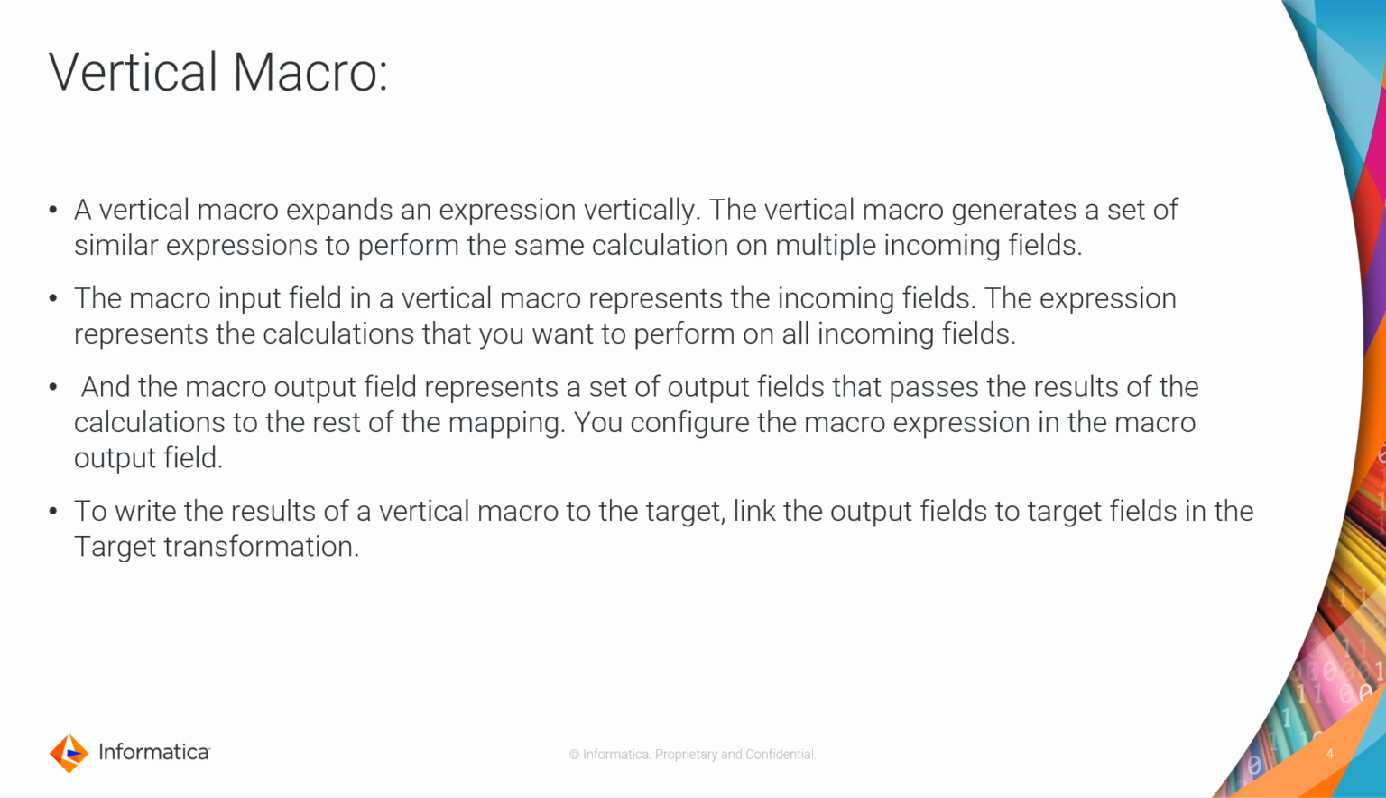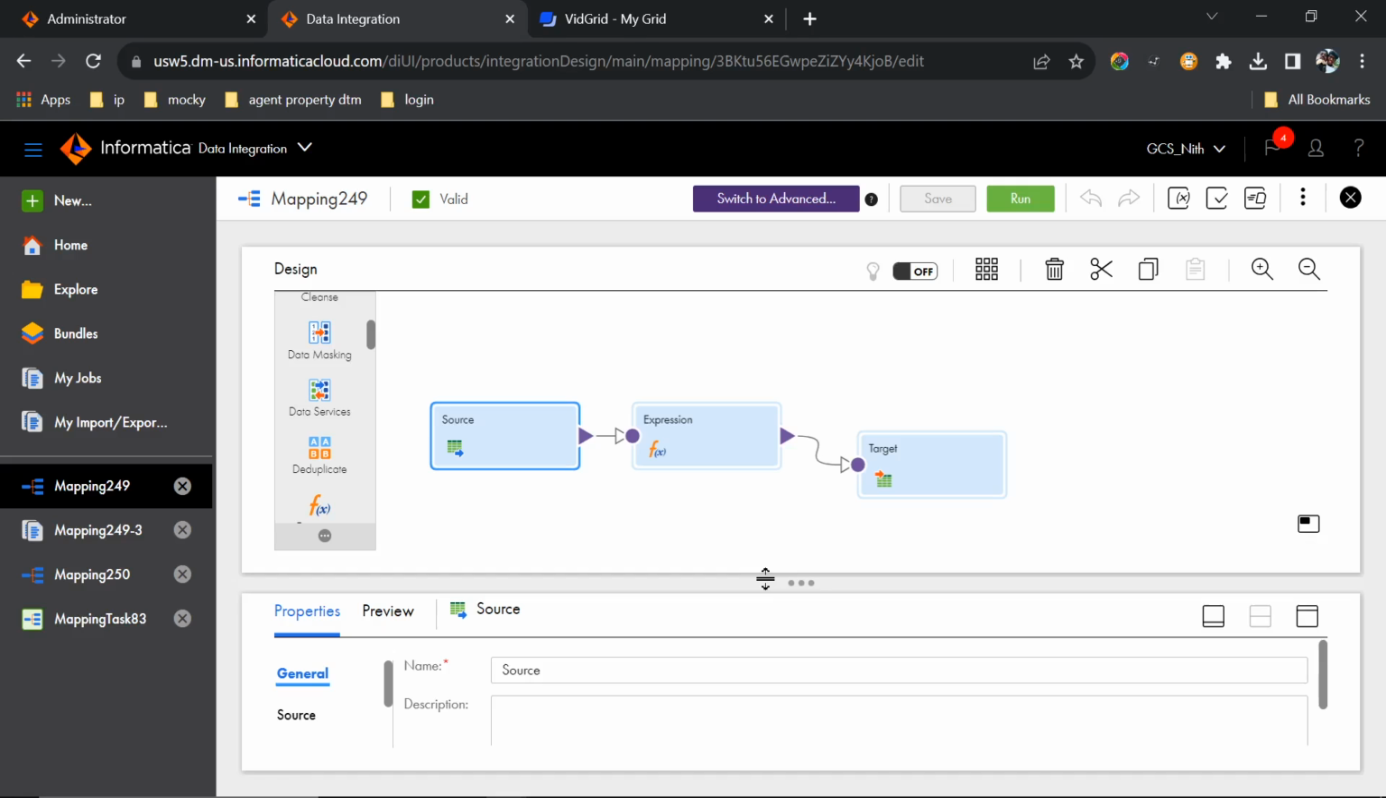To write the result of the macro to the target, link the output fields to the target fields in the target transformation. At this point we need to know how to map the target fields, so it is recommended to parameterize the target transformation to do that. So without wasting any time, let us get into it.